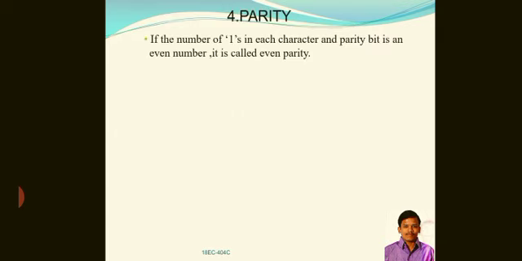And the next one will be the parity method. Parity method means that if the number of ones in each character, including the parity bit, is even in number, then it is called even parity. So in the parity method we are adding some extra bits to the original information or original character.